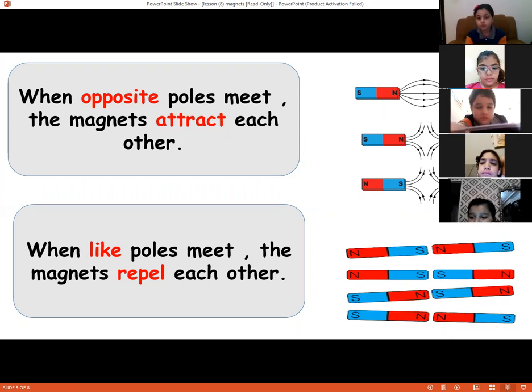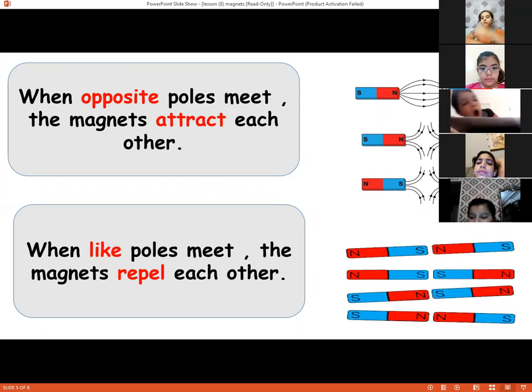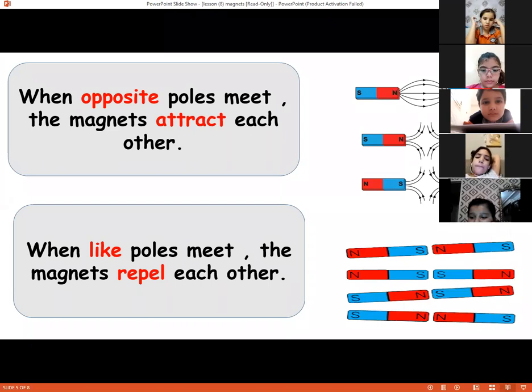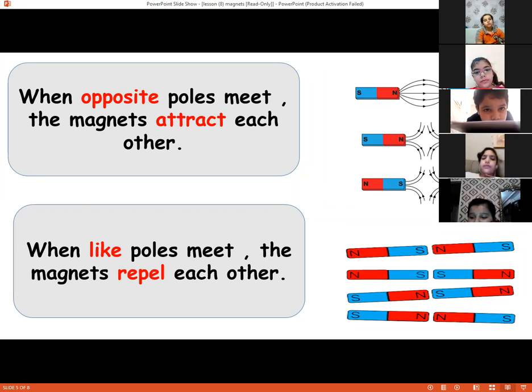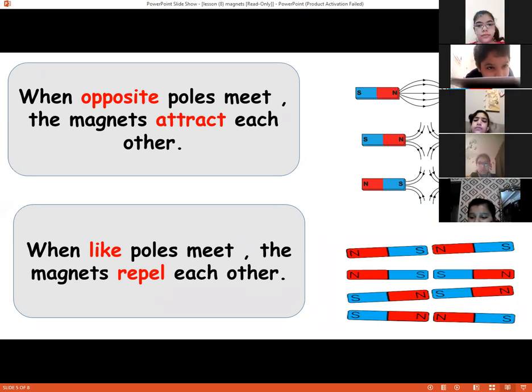You understand? Yes. I will say it again. Pay attention with me. If I bring two magnets, this magnet has two poles, yes or no? Yes. North or south. The other magnet has two poles also, north or south. I will put the north of this magnet close to the north of the other magnet. If I make them close together, they do not attract, they repel each other. If we have two like poles, they repel each other.